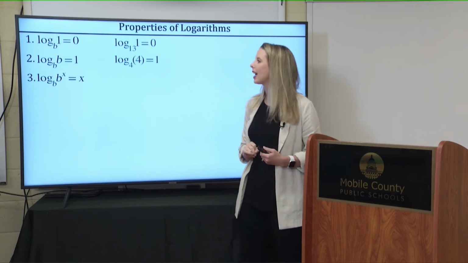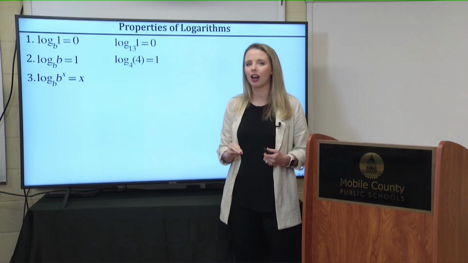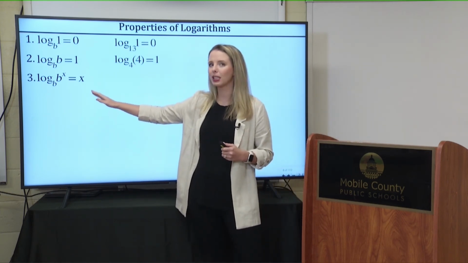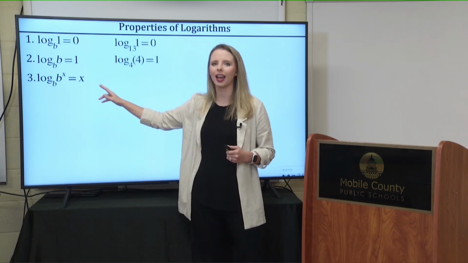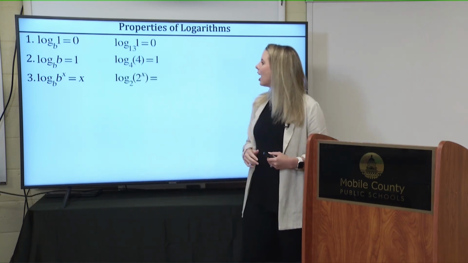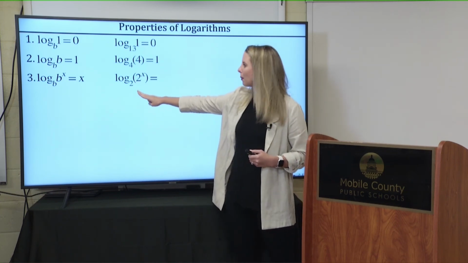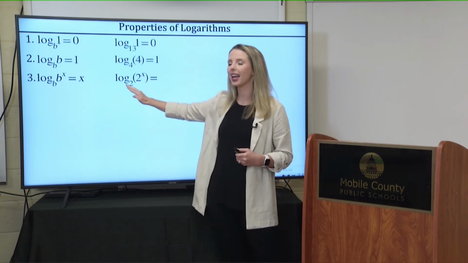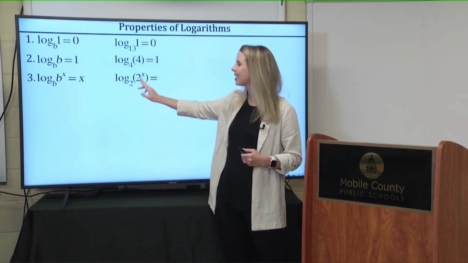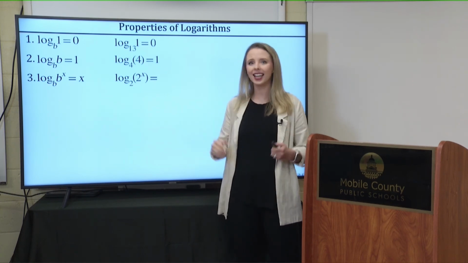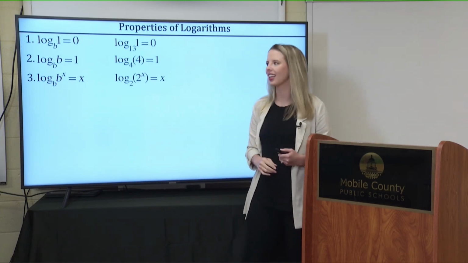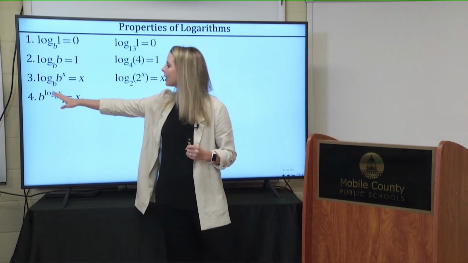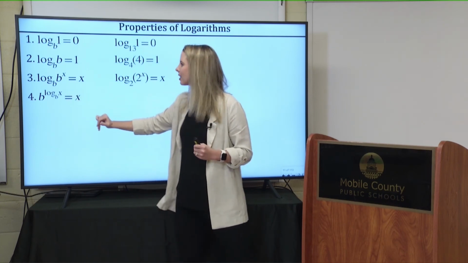Our third property is going to be log base b of b to the x. What do I need to raise my b, my base, to make it equal b to the x? X. Here's what it would look like in a problem. Log base 2 of 2 to the x. What do I need to raise this 2 to in order to equal 2 to the x? I need to raise it to x. There's our answer.